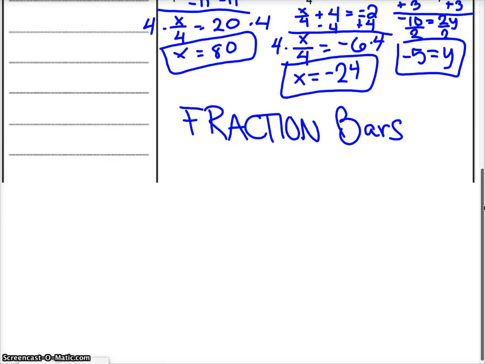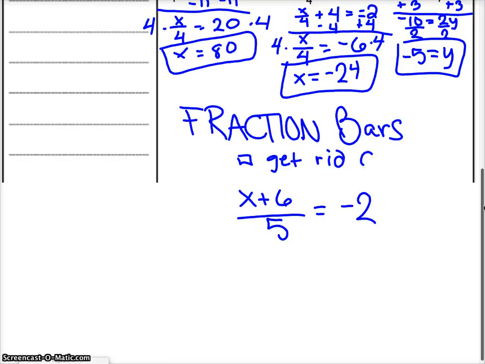So what I mean by that is you might have something like this. X plus 6 over 5 equals negative 2. It's a fraction bar. It's saying x plus 6 over 5 equals negative 2. How you need to handle it, and this is where that second strategy that I showed you for our homework help comes in handy, is get rid of the denominator. Because you can't move that 6 until you get rid of that 5. That 6 is stuck on the top.